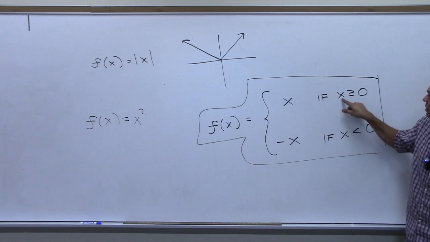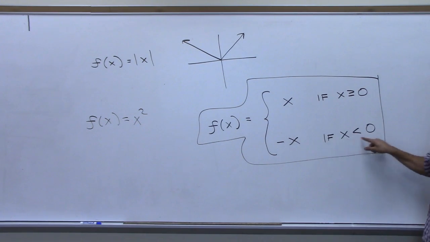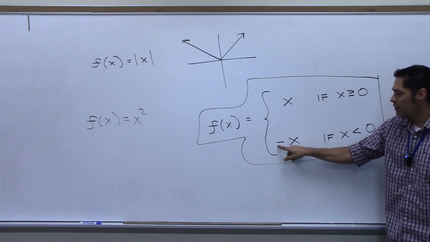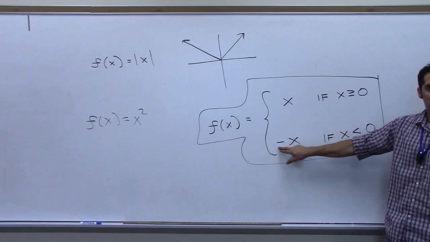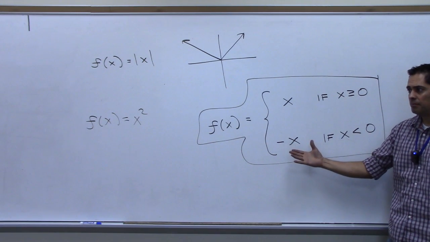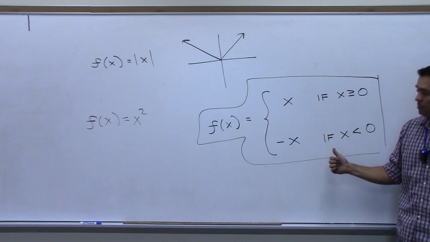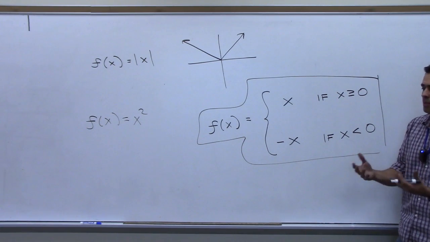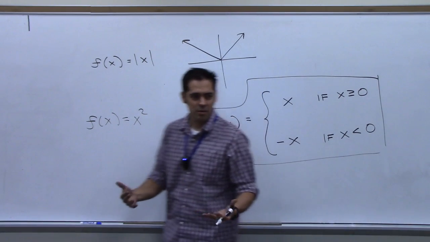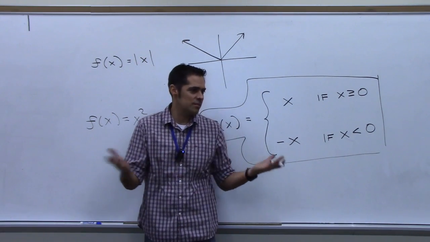If you plug in a positive number, it's just going to spit that positive number back at you. If you plug in a negative number, it's going to take the negative number and multiply it by negative 1, which is going to spit out a positive, isn't it? Do you all see how that works? It's like a little machine. That's what a function is. But this machine has a bouncer at the door. It's like, okay, you positive, you go that way. You negative, you go that way. That's what it is, basically.